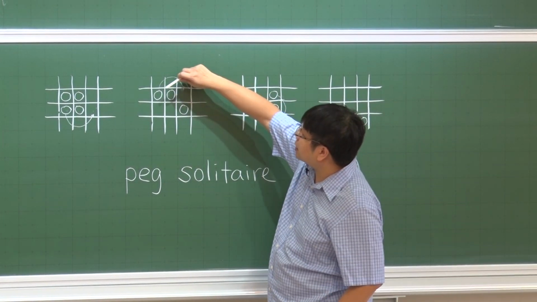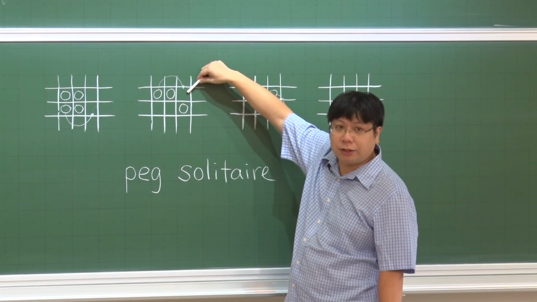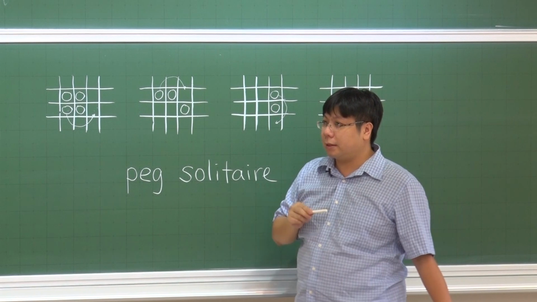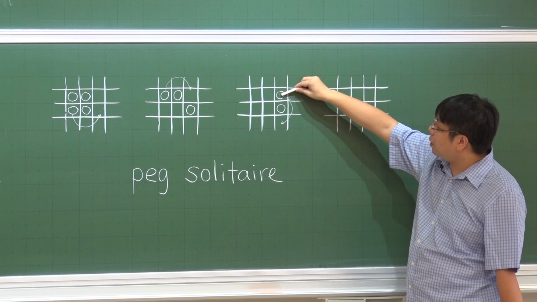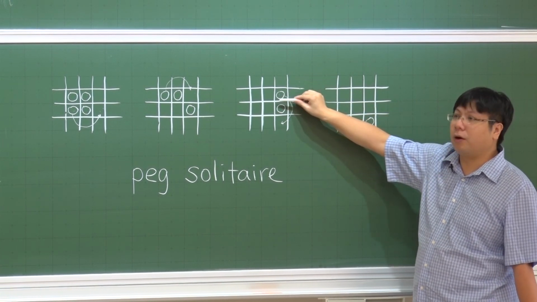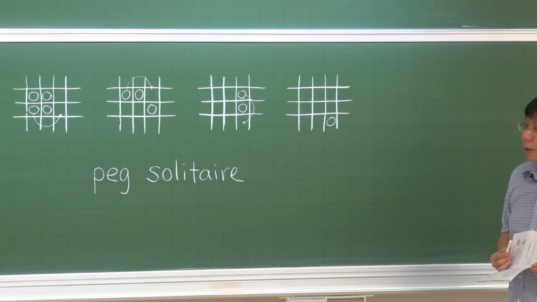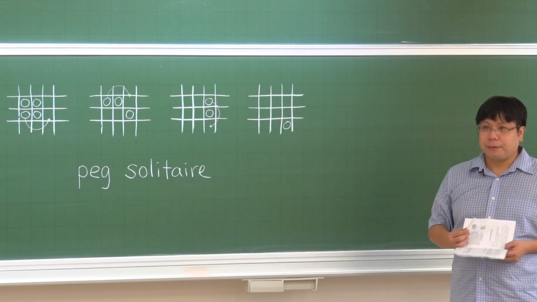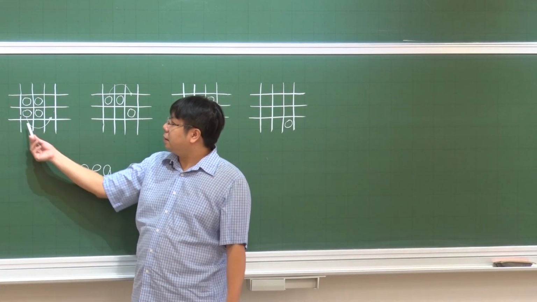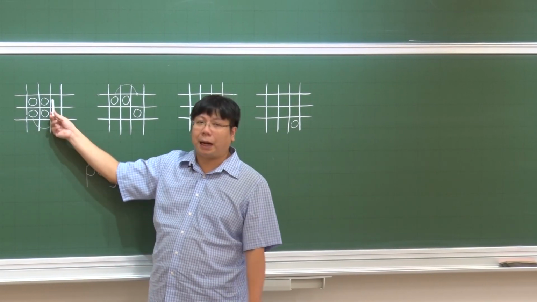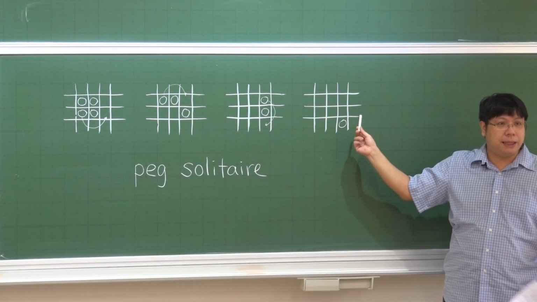So we can continue the process. Let's say this time we choose this piece and jump over to this location, and then this piece is gone. Then we have 2 pieces left, and we jump this one over this one, so that this one is gone, and we have just one left. So in this solitaire problem, we are asking if it is possible to start with some configuration like this 2 by 2, and in the end have just 1 piece left.